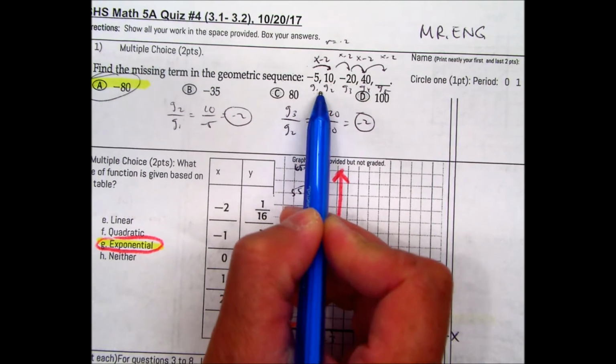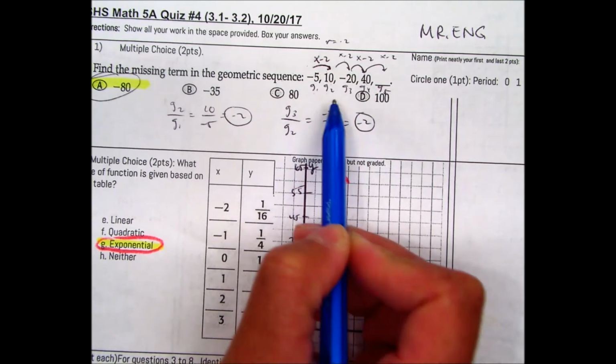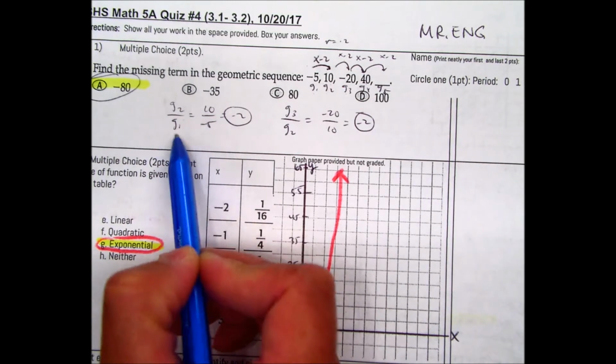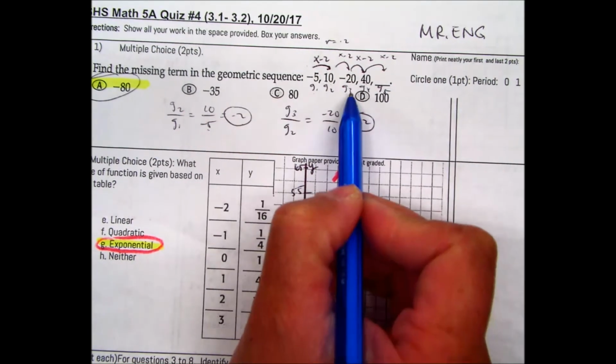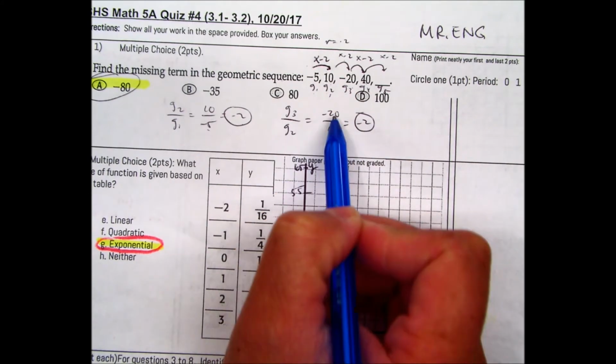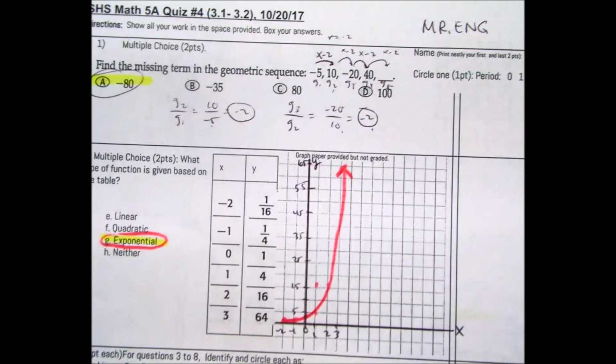So I call this G1, G2, G3, G4, G5. You can take the second term divided by the first term, 10 divided by -5. That means my ratio is -2. You can take the third term divided by the second term, -20 divided by 10, is also -2.